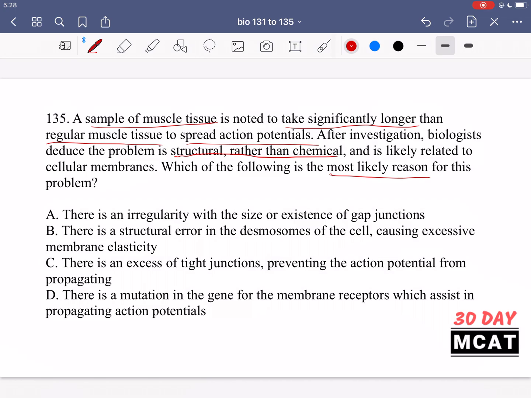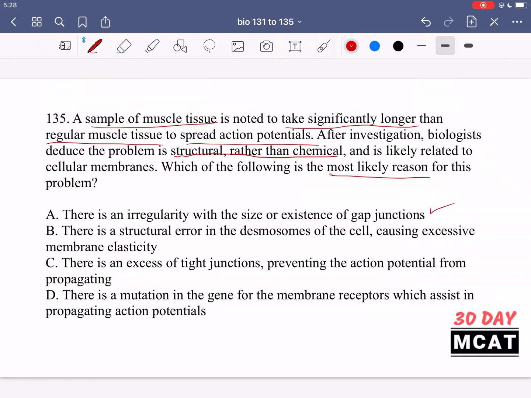Option A is saying there's an irregularity with the size or existence of gap junctions. This one could make sense because that's how we have action potentials being propagated in muscle tissues. Remember, we're not talking about some neuromuscular junction. We're not talking about a neuron propagating an action potential to a muscle tissue. We're talking about between muscle tissues, how they propagate action potentials. That would be using gap junctions, which are connections between different cells in muscle tissue that can directly transfer ions and propagate this action potential.